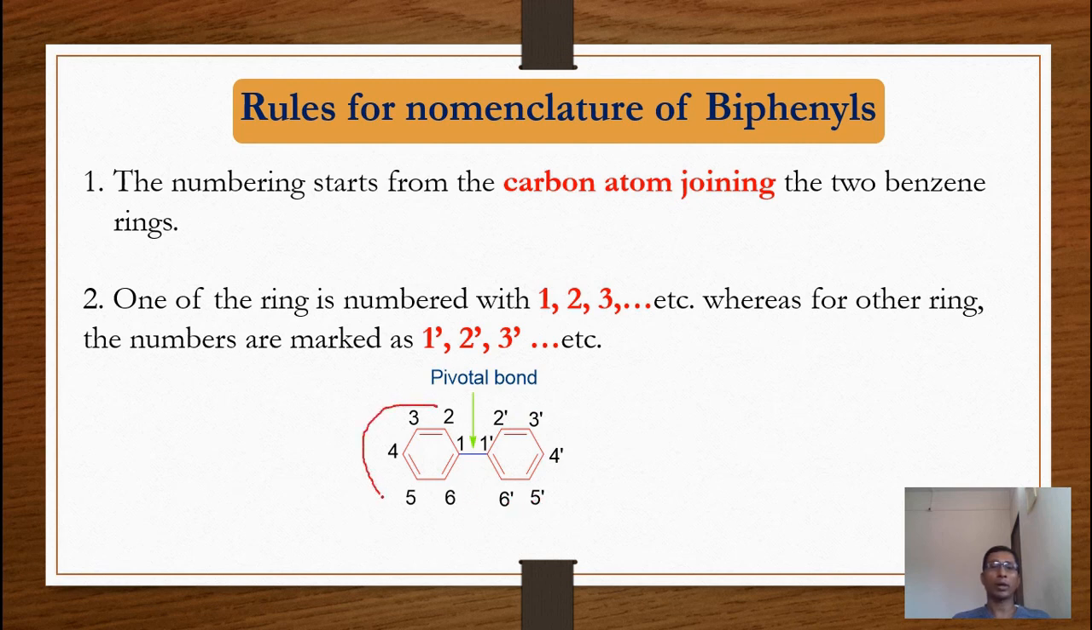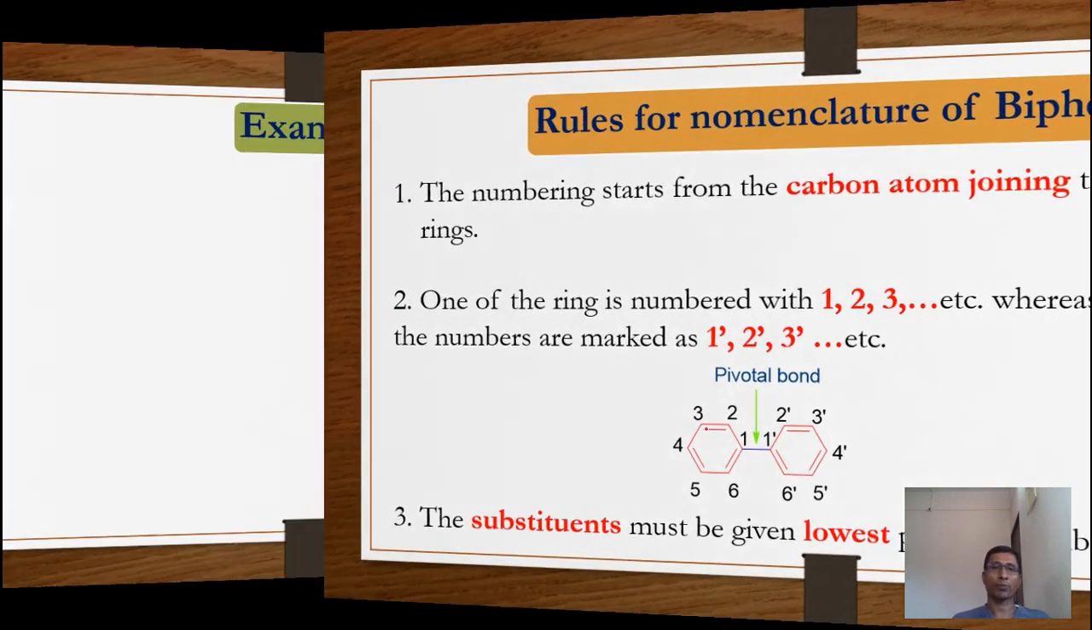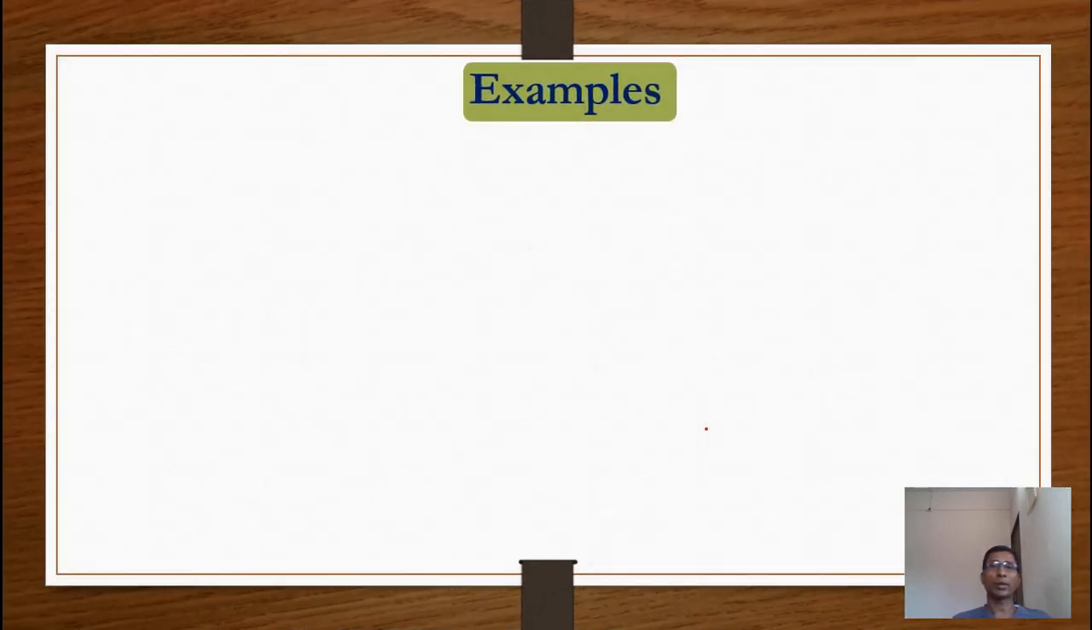You can number in the anti-clockwise direction, or you can give numbering from the clockwise direction. Here you can start as 1, 2, 3, 4, 5, 6, and here you can start as 1 dash, 2 dash, 3 dash, 4 dash, 5 dash, 6 dash. After the numbering, you have to see that the substituents must be given the lowest possible numbers. Let us see a few examples of biphenyls.